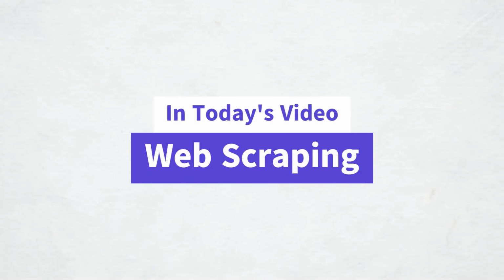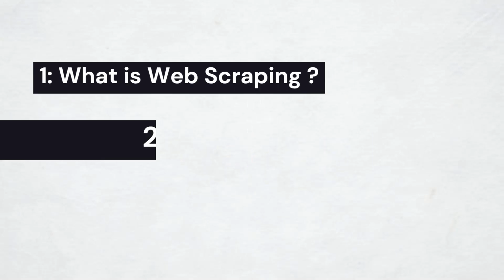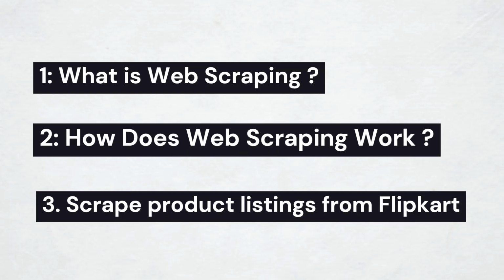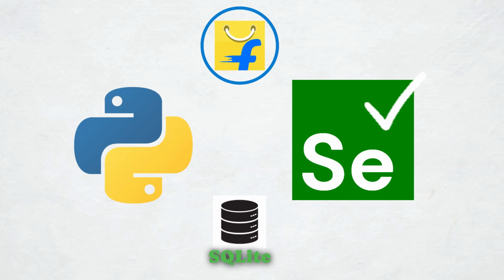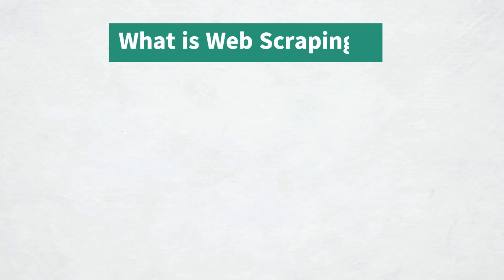In this video, we are going to learn about web scraping. So we will be learning what is web scraping, how it works, and scrape product listing from Flipkart using Python and Selenium, and then store the data in the SQLite database. By the end of this video, you will understand how to scrape dynamic website like Flipkart and store the data for future use. So let's see what is web scraping.